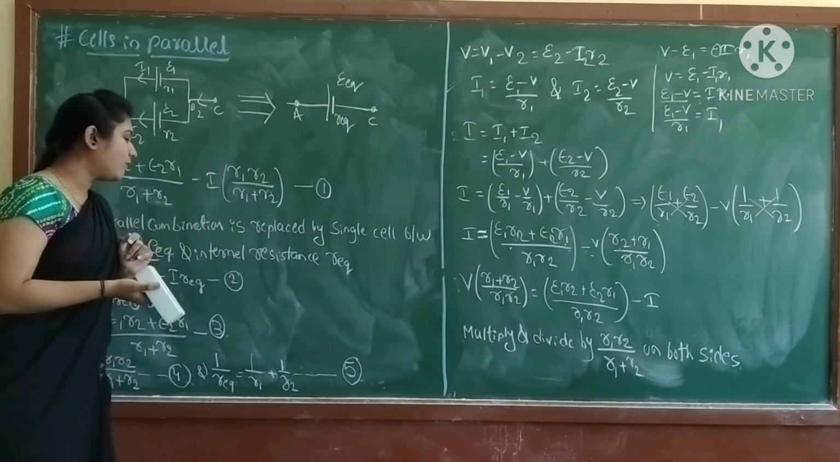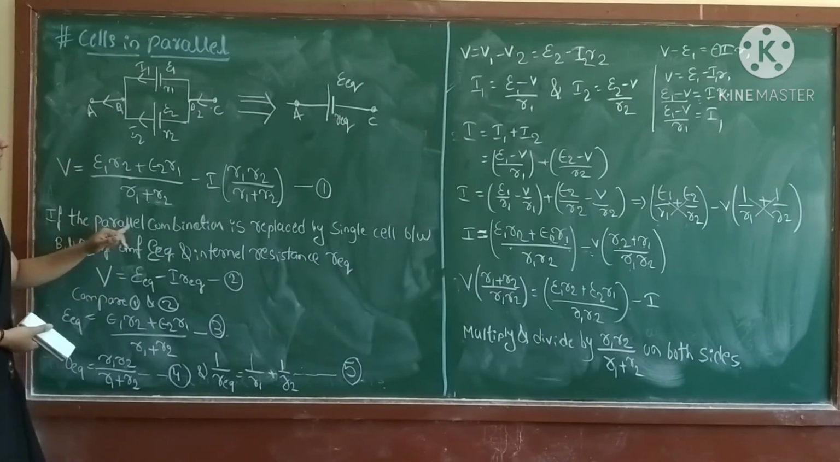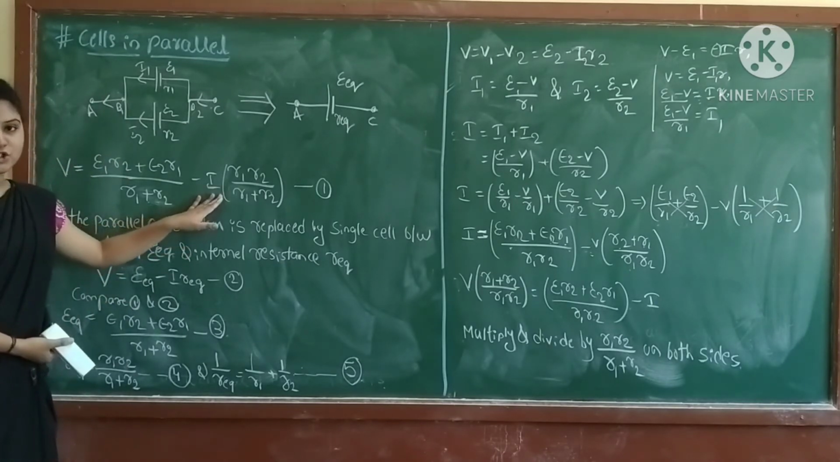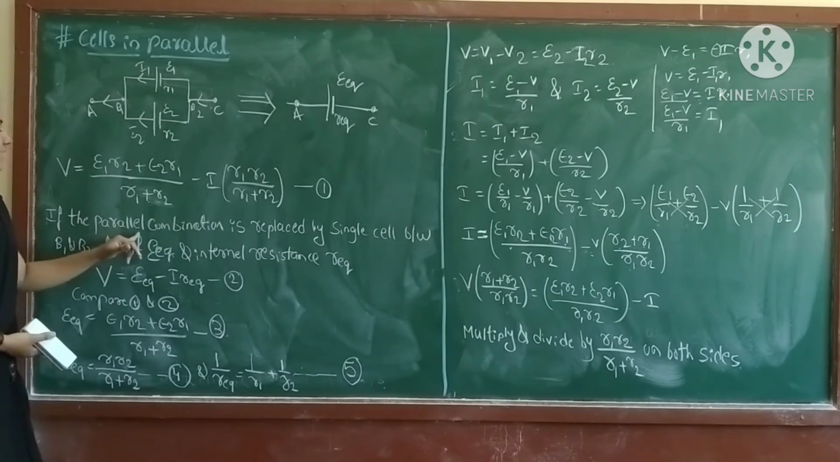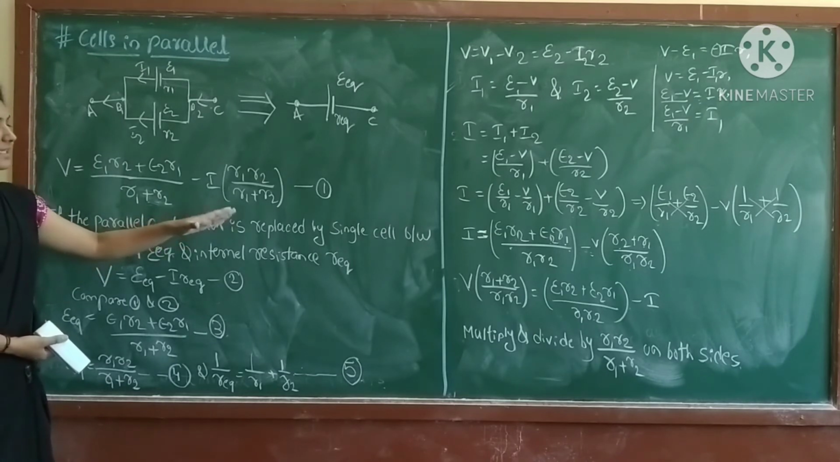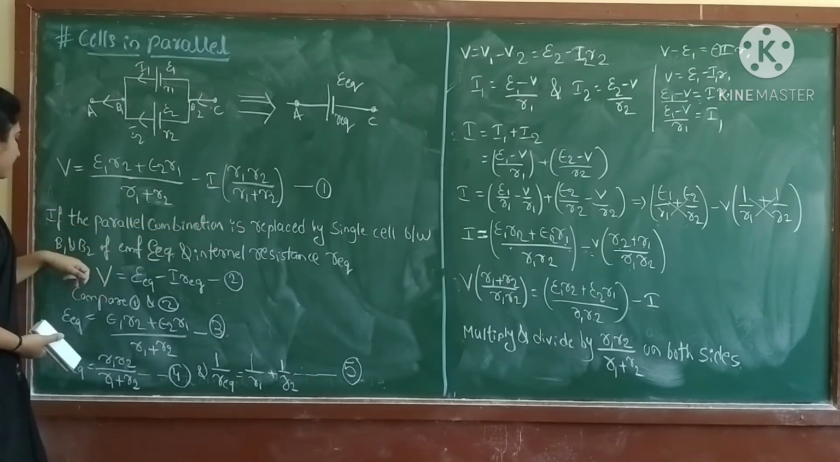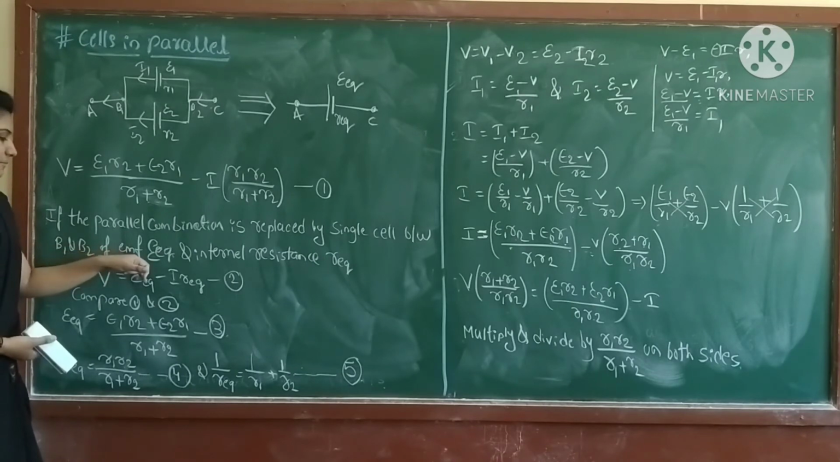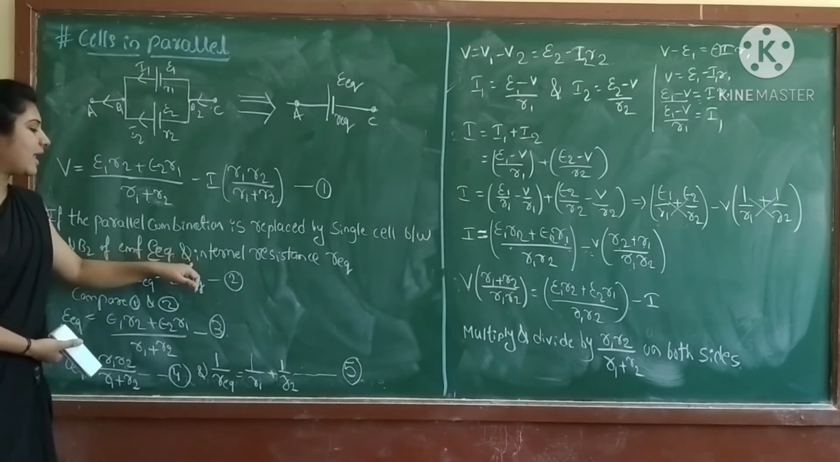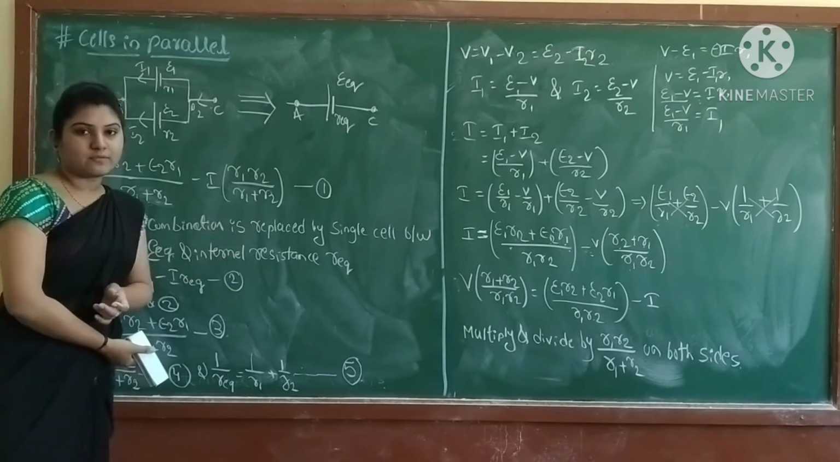Understood? So after this, take it as equation number 1. If the parallel combination is replaced by a single cell between B1 and B2 of EMF E equivalent, and the internal resistance R equivalent.